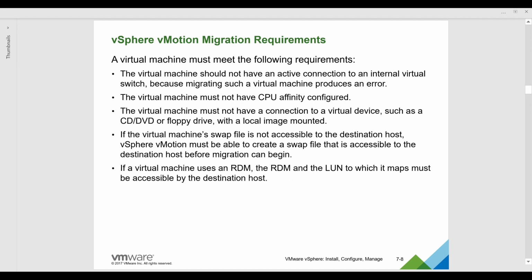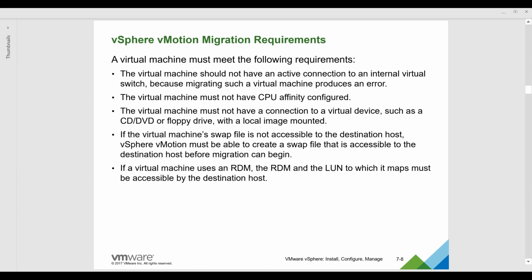To do a vMotion migration, the VM should not have an active connection to an internal virtual switch, because migrating the switch will produce an error. The VM must not have any kind of CPU affinity configured, and the VM cannot have a connection to a virtual device, so you can't have a connection to a CD-ROM or a floppy that's local to that ESXi host.